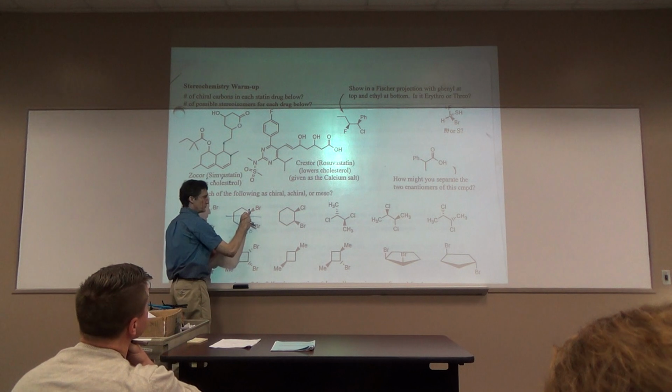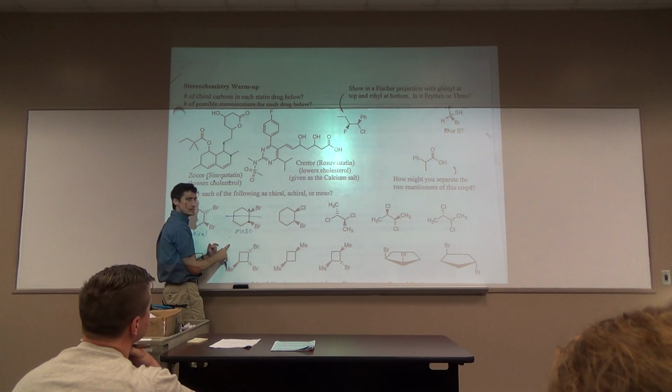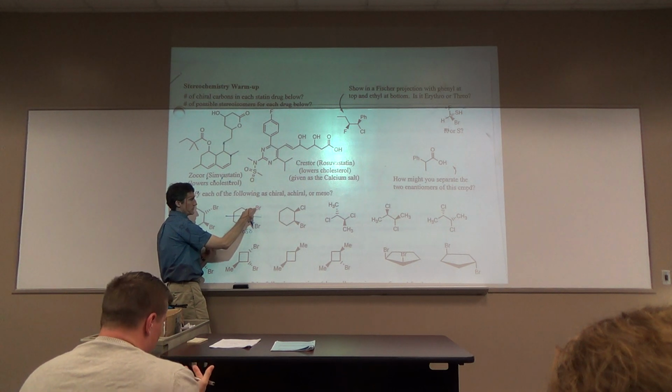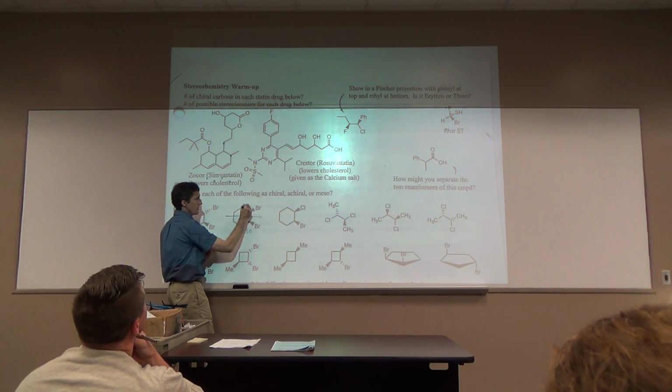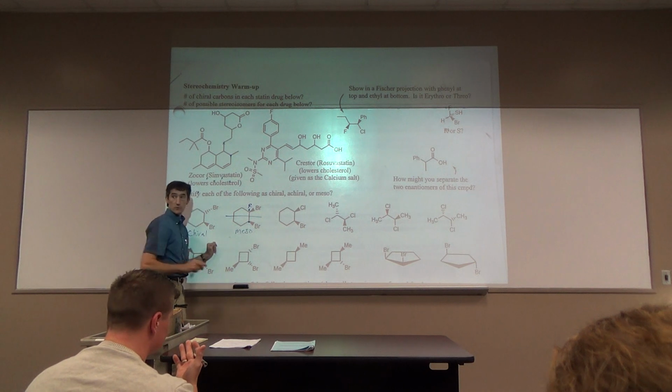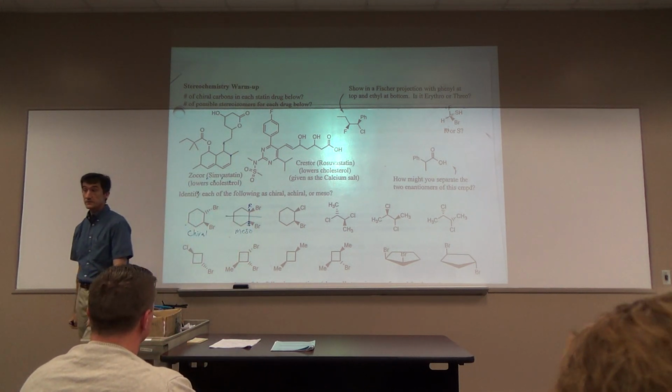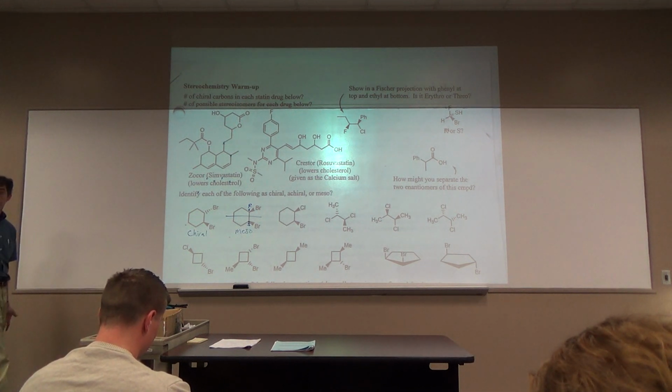By the way, is the top one R or S? Carbon with bromine, carbon, R. Yeah. Bottom one, real quick, is what? S. How do you know it's S? It's the mirror. So it's a mirror. It should be S. If it ain't, then it ain't a mirror.